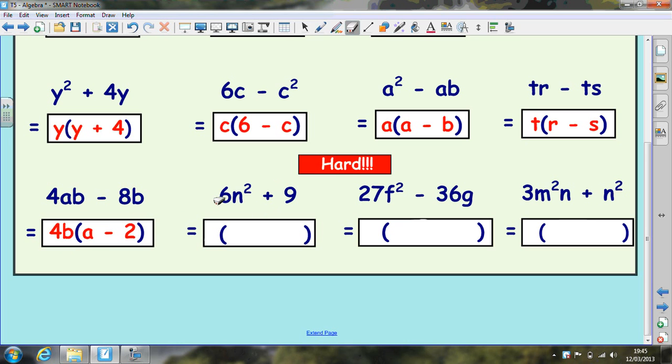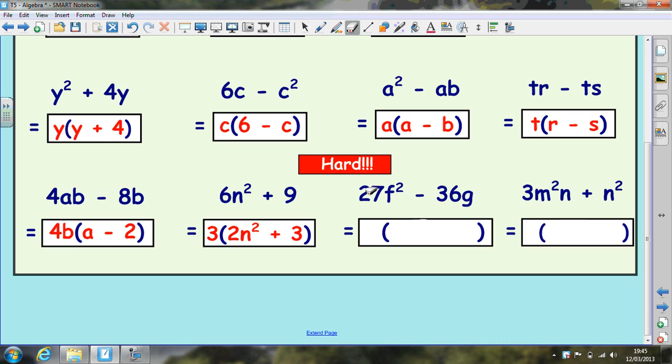Okay, moving on to this one. The biggest number that goes into 6 and 9 is 3. There's no letter in both parts that's the same, so we can't take any letters out. 3 times what makes 6n squared? That's 2n squared. And 3 times what makes 9? Well, that's 3.